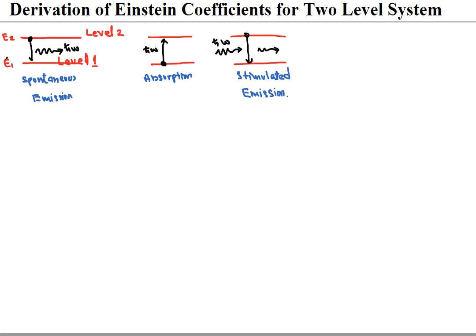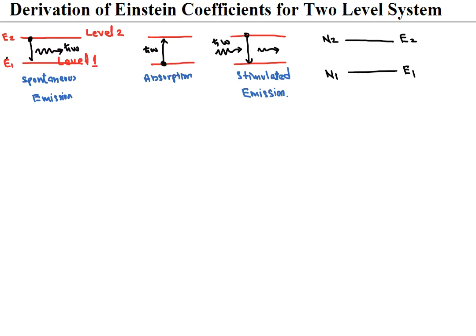So we have these three phenomena that are happening in a two-level system, and in the general case, let me just draw it here, that we have N2 atoms in the level 2, N1 atoms in the level 1, E2 energy of the level 2 and E1 energy of the level 1. So how many processes are happening there? There are three processes: absorption, spontaneous emission, stimulated emission. And we can write equations corresponding to these three phenomena.